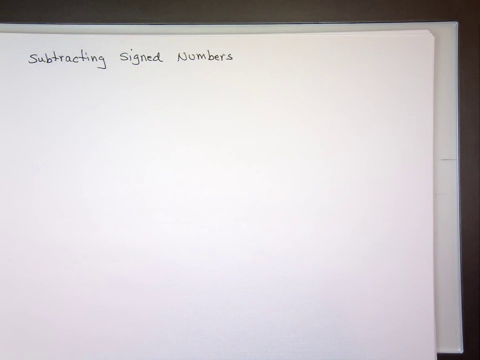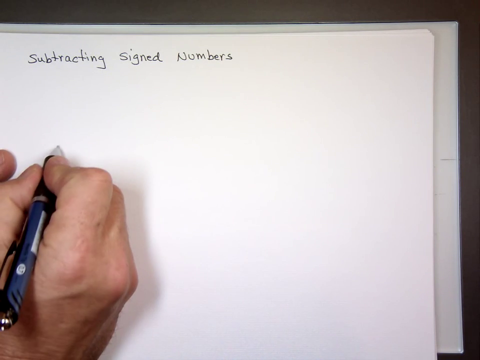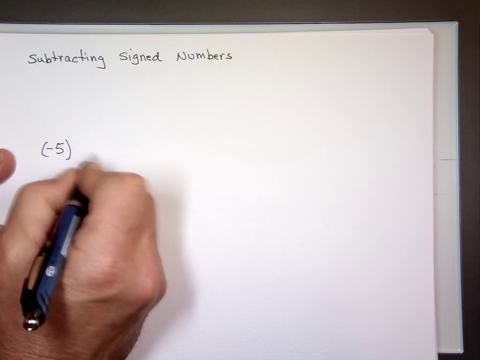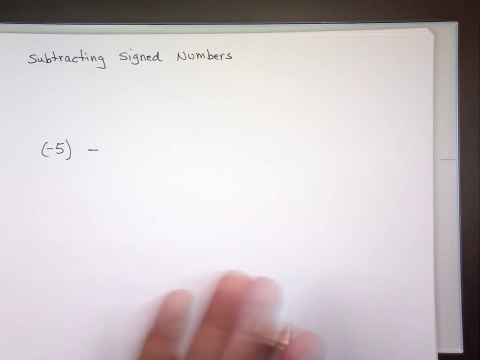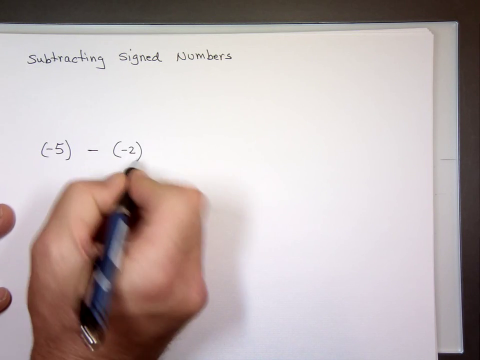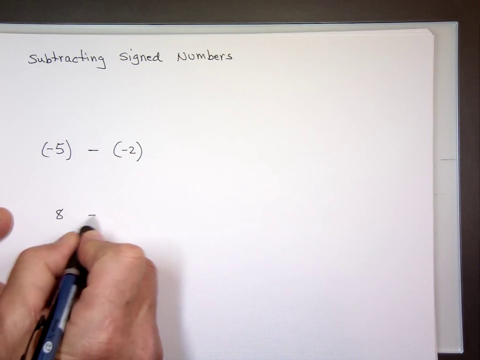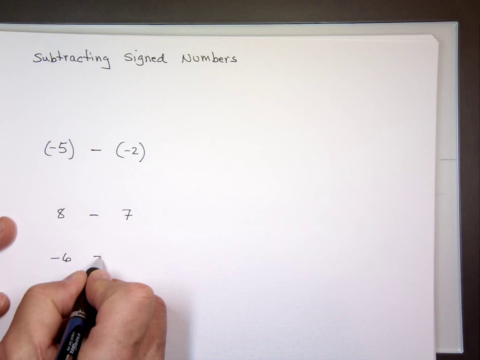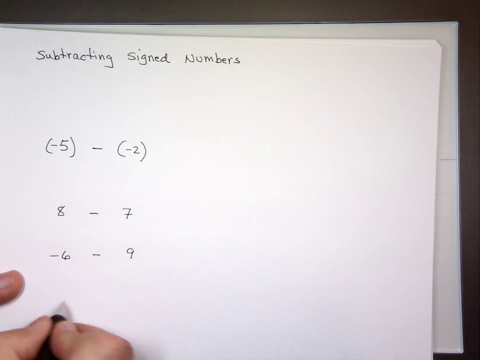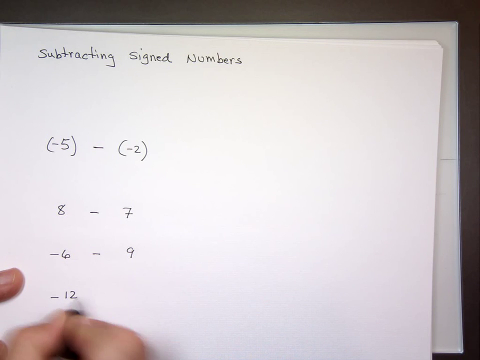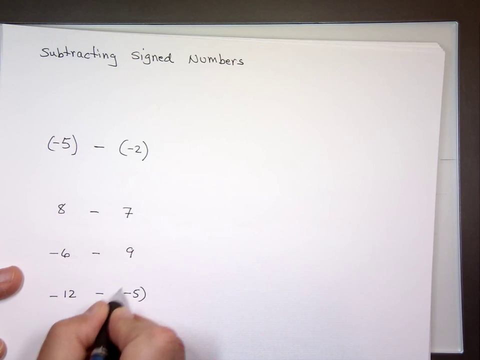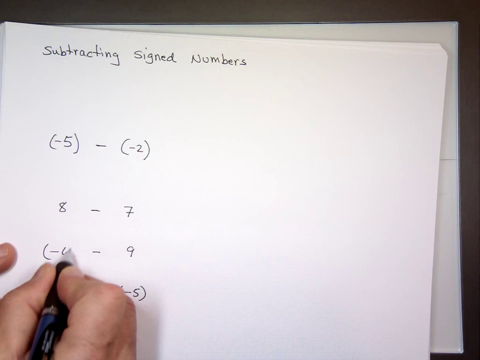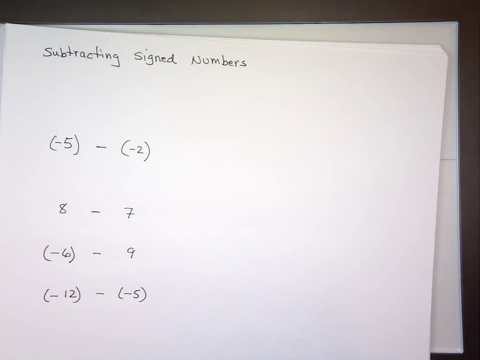What do I mean by subtractions? This is like you have a problem like this: -5 minus -2. Or 8 minus 7. Or -6 minus 9. Or -12 minus -5. Now, well, we have, yep, what did you say there, Jamie?